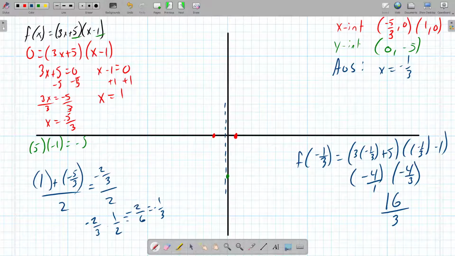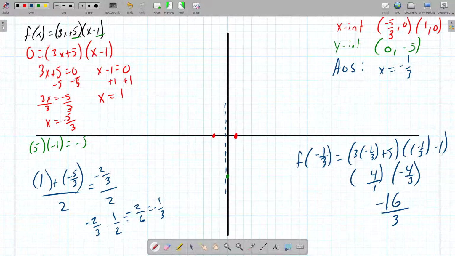which doesn't make sense, does it? Because that means it's going to be up here and our y-intercept's way down there. So where do we make a mistake? 3 times negative 1/3 is negative 1 plus 5 is positive 4. There we go. So this is negative 16/3. That makes a lot more sense.